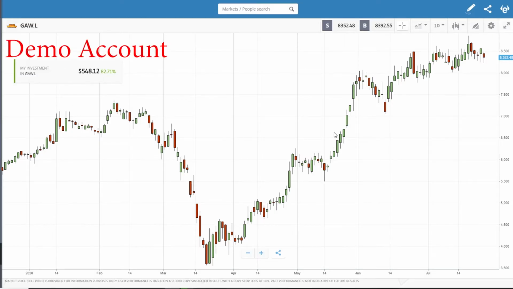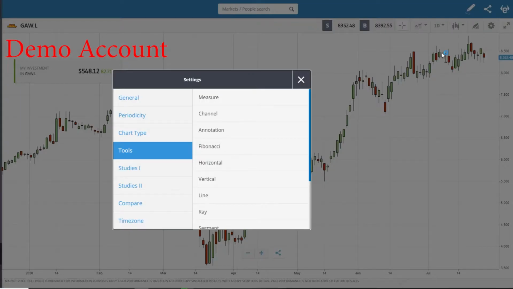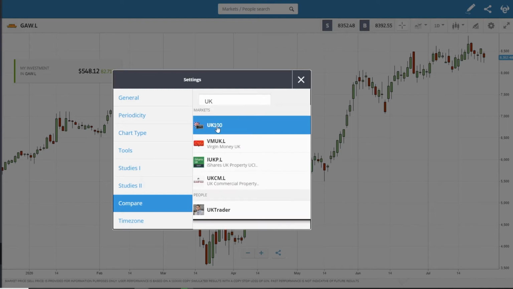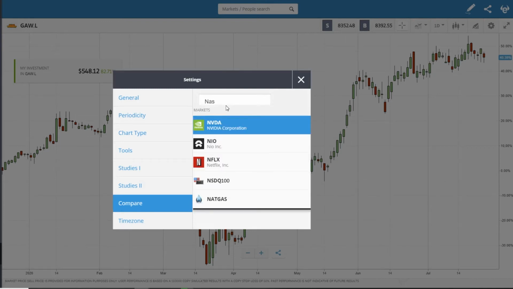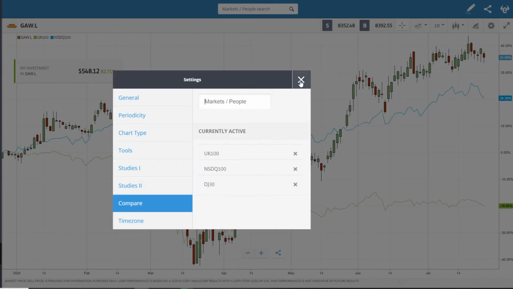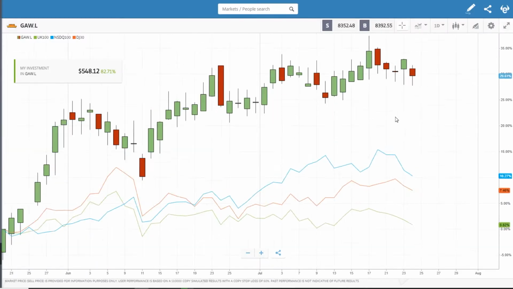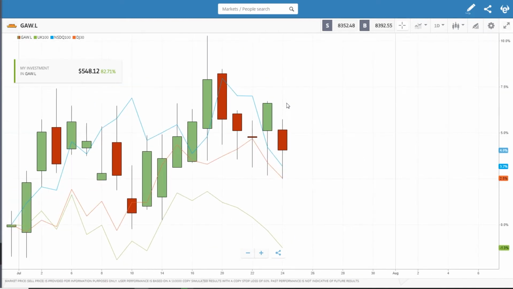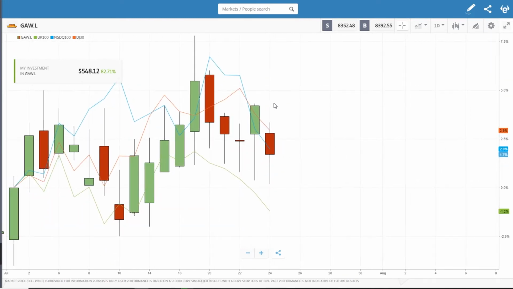So here we have the Games Workshop chart. If you click here, you compare with other stocks. So here I add the UK 100, also known as the FTSE 100, as well as the Dow Jones and the Nasdaq. It depends on your investment period and what level you compare these. Moving the chart to the current month, for example, may be useful if you are looking at monthly performance.